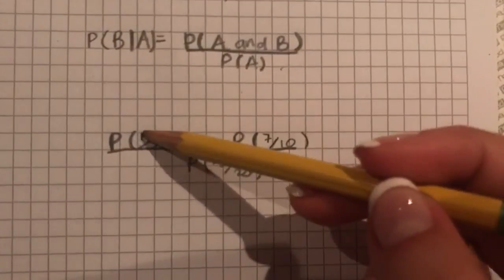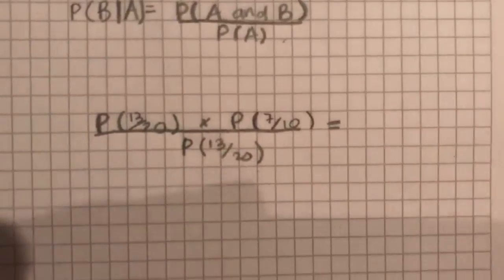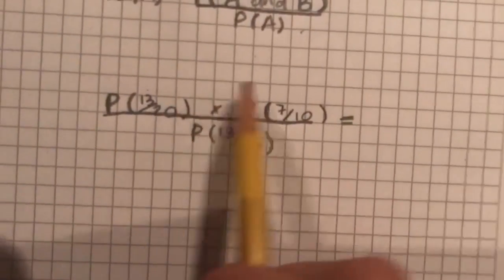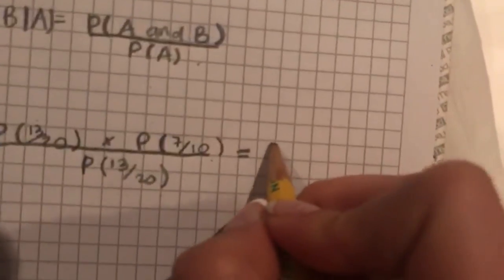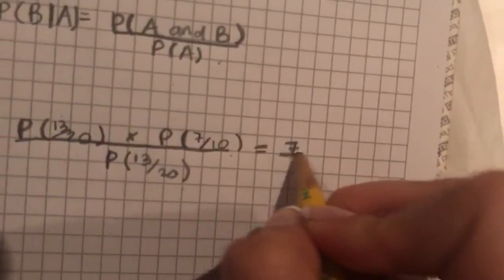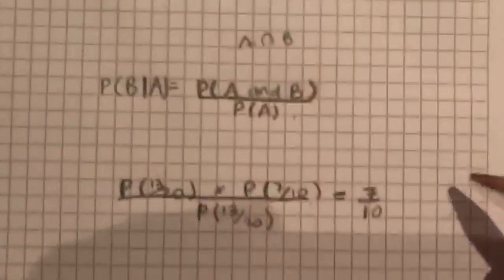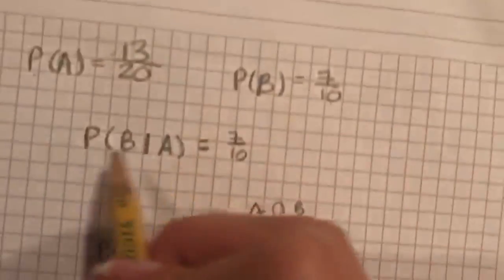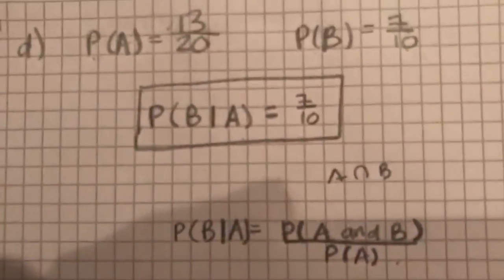So you can see that this is the same, so we already know what the answer is going to be. But if you want to try it, you plug it into the calculator. 13 over 20 times 7 over 10 divided by 13 over 20, and your answer is gonna be 7/10. So just go over here, and the probability of B given A is 7 over 10. Square it, and this is your final answer.